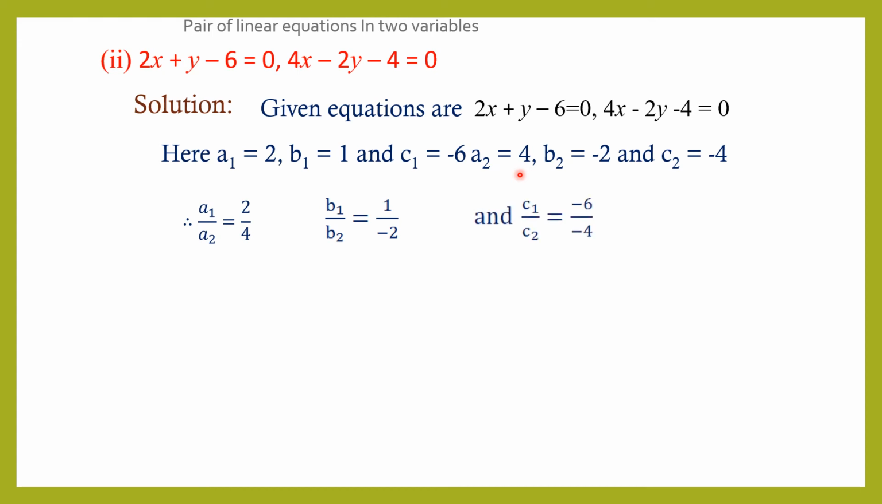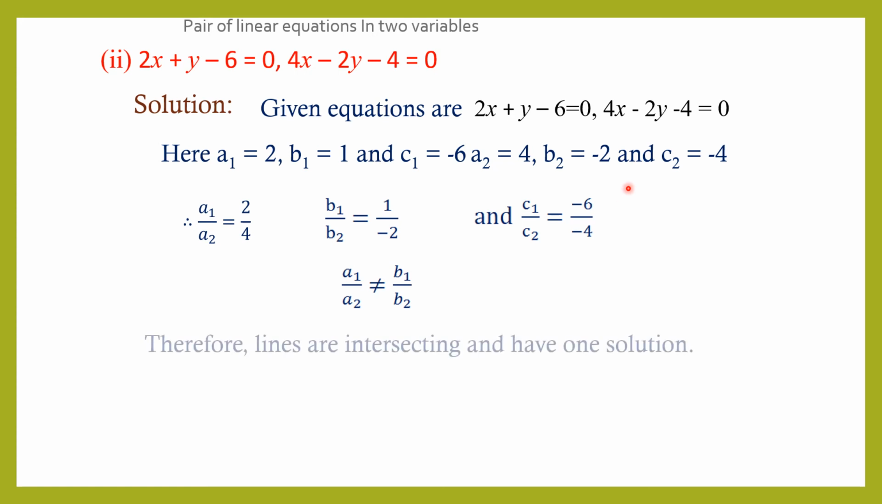Second condition, b1 by b2. b1 equals 1 and b2 equals minus 2, so 1 by minus 2. Next one, c1 by c2. c1 is minus 6 and c2 is minus 4, so the minus signs cancel and we get 6 by 4. These two are divisible by 2: 2 ones are 2, 2 threes are 6.